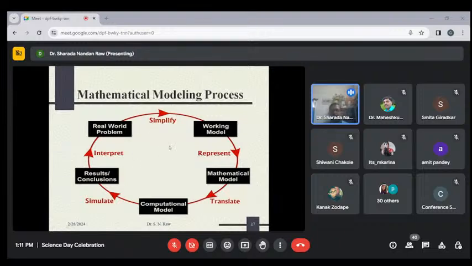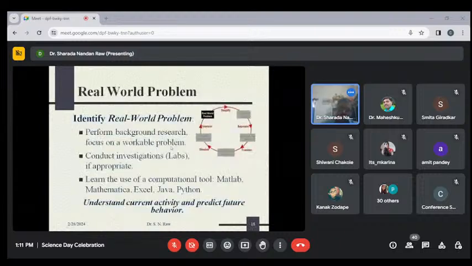So one by one I will try to show each step with the help of one example physical problem. So identify the real world problem. Perform background research, focus on the workable problem. First, think about what you want to study. Based upon that, first you have to collect some research background related to that objective, what you want. So please think about that.